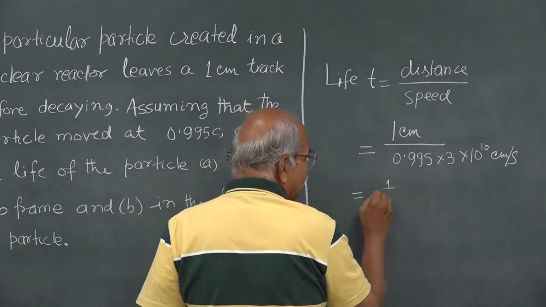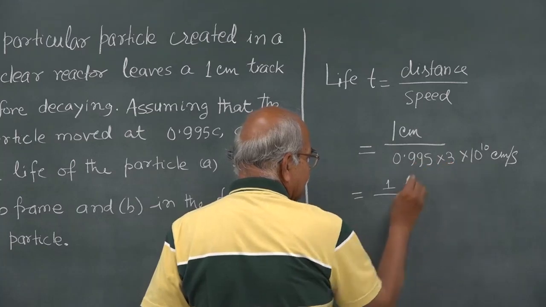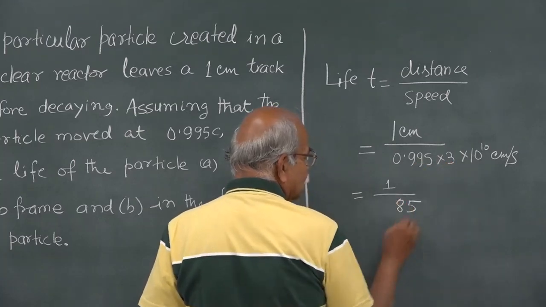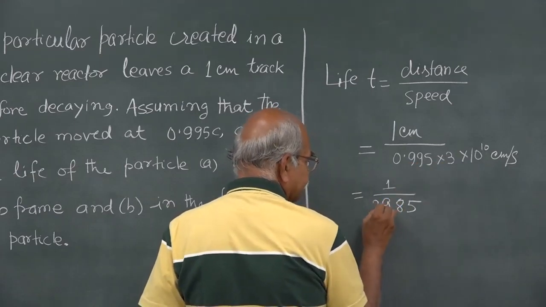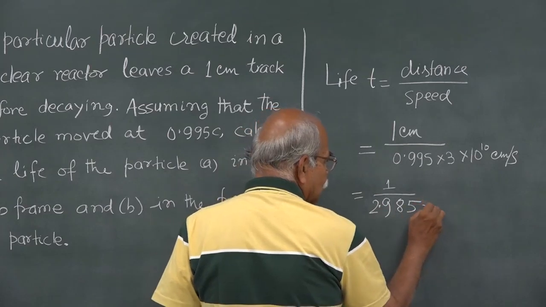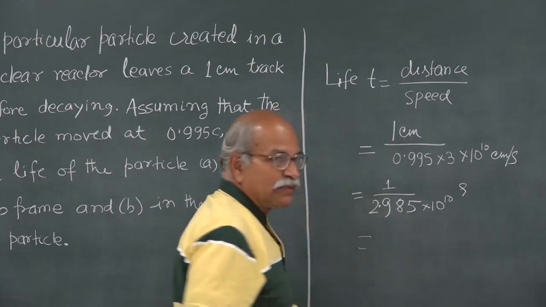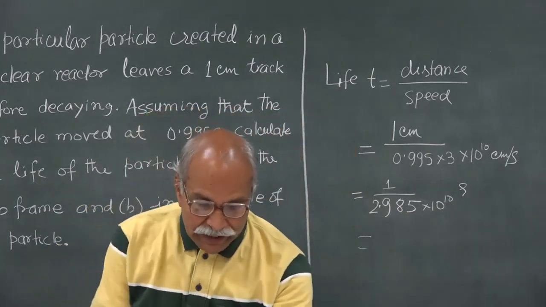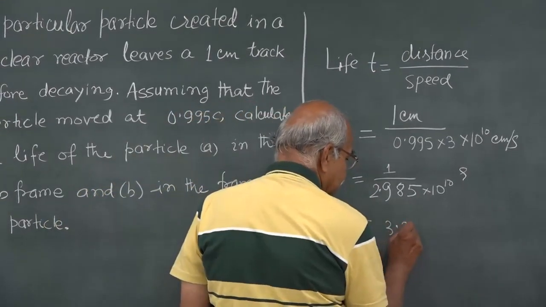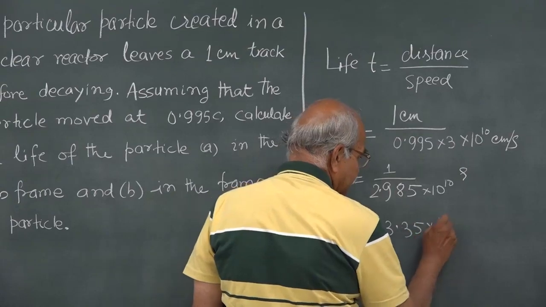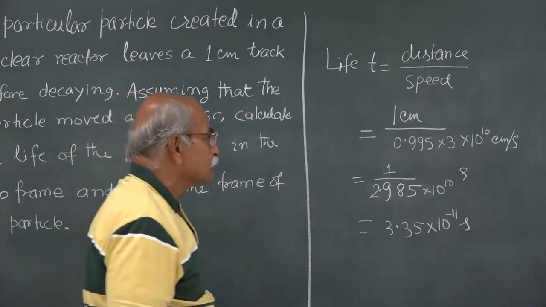So, it is 1 divided by 3 into this is 15, then this 27, so 28, and then 2, then 27 and 2, 29. So, it is this, and into 10 power 10, these many seconds. You can work out how much it is for these many seconds. So, if you do it, the answer is 3.35 into 10 power minus 11 second. Okay.